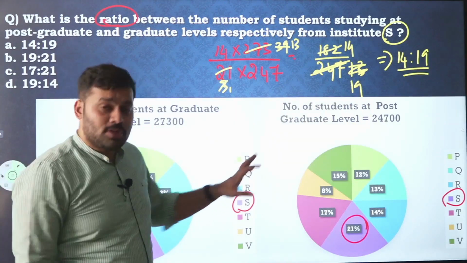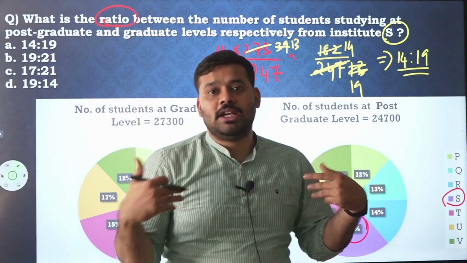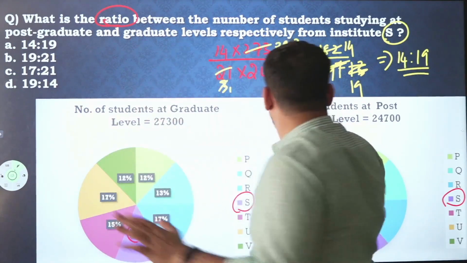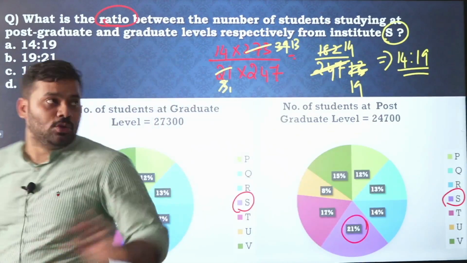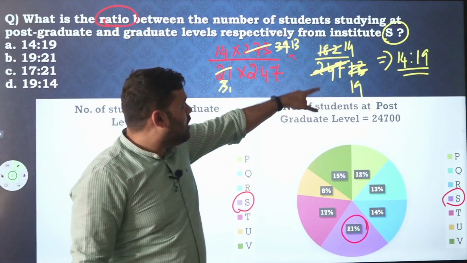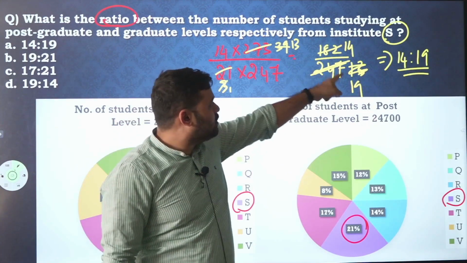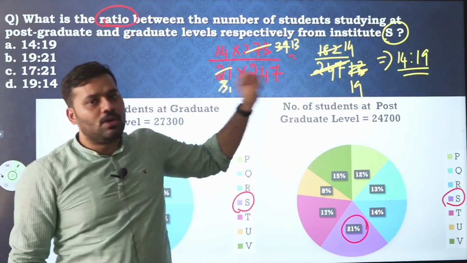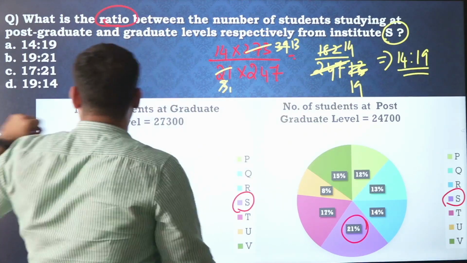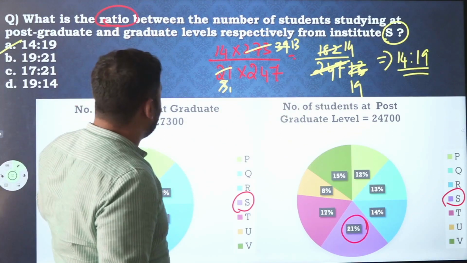It is a little calculative, and I am solving it on the board, so it is a little difficult. Given a piece of paper, it would be easier for me as well. You can do the calculation. Here it was 182 by 247. Both of them are divisible by 13. 13 14s are 182, 13 19s are 247. So 14 is to 19 is the answer.